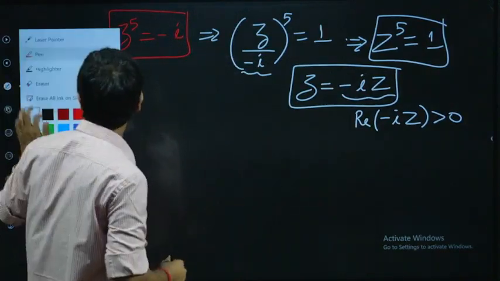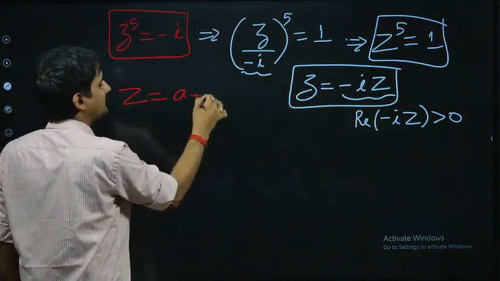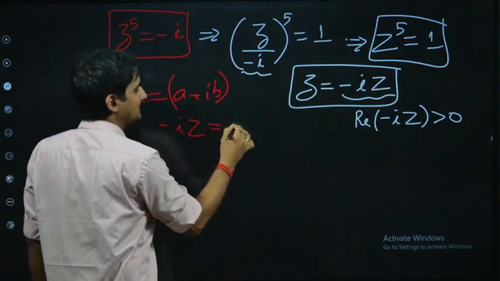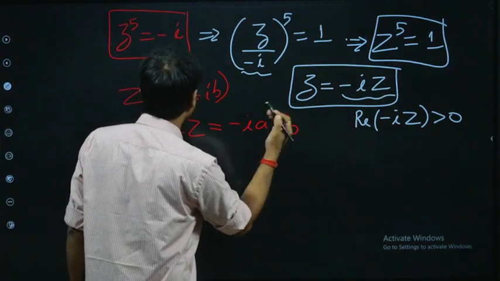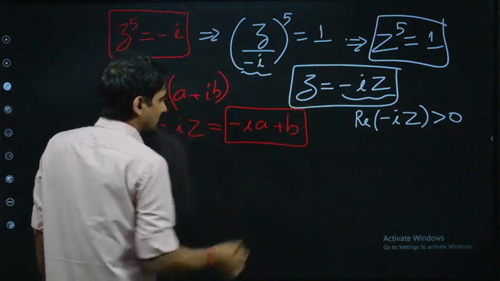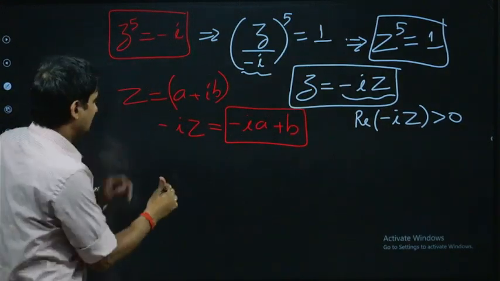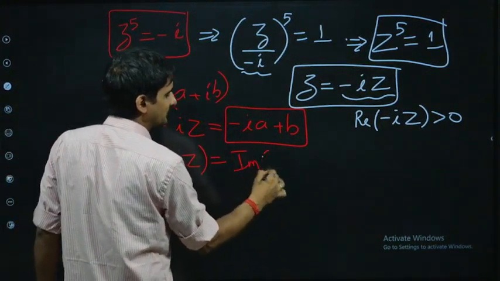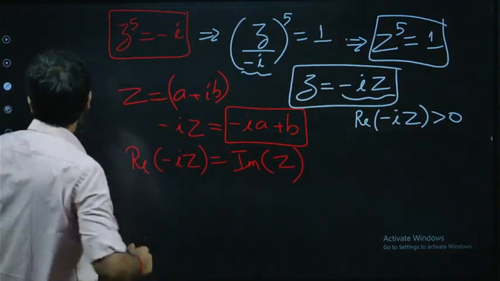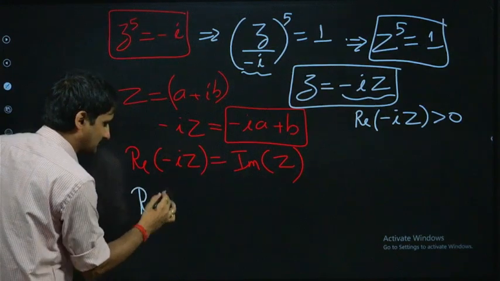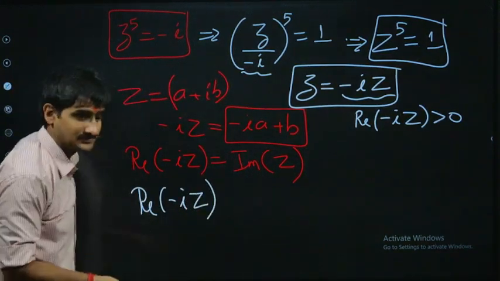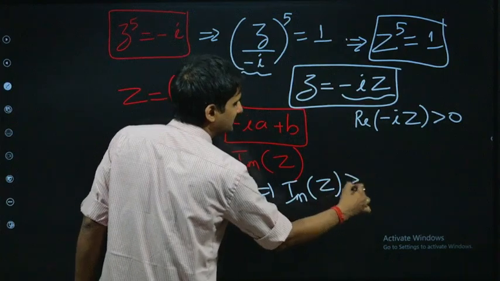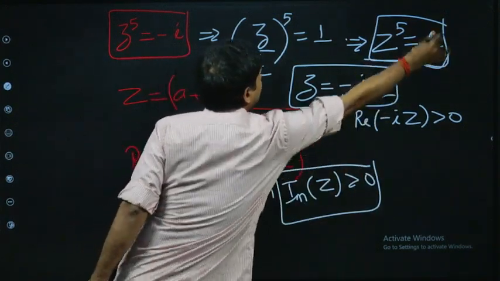Now if I write my capital Z as a plus iota b, so minus iota Z will be minus iota a plus b. So the real part of minus iota Z is actually the imaginary part of capital Z. And what we need is the real part of minus iota times capital Z to be greater than 0. So that simply means we need the imaginary part of capital Z to be greater than 0.